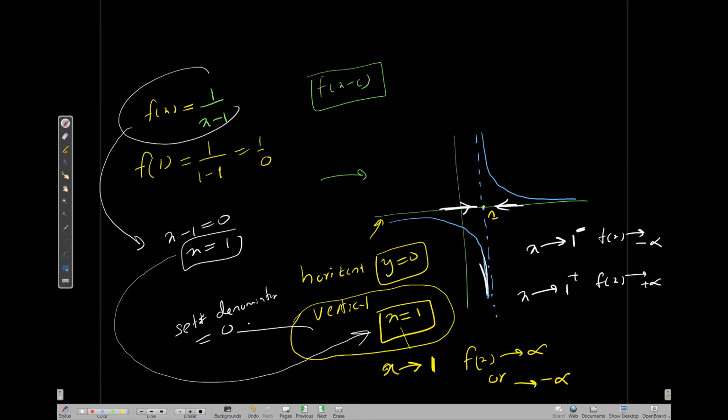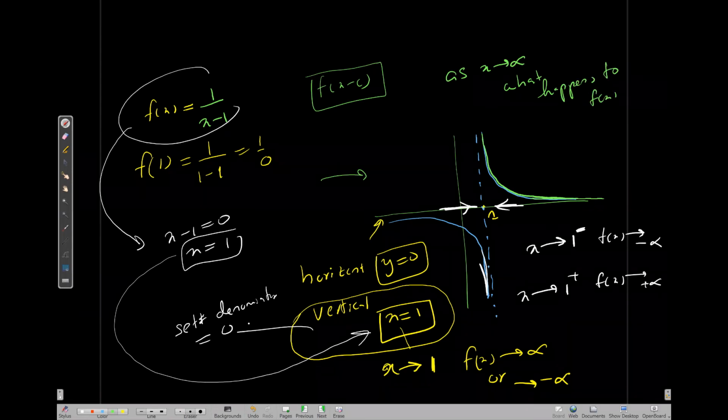Now, how about the horizontal asymptote? That's a little bit different story. If you think carefully about what's happening algebraically, you need the idea that the horizontal asymptote is what happens to my function when x is getting larger and larger. So as x goes to infinity, what happens to f of x? That's the question.